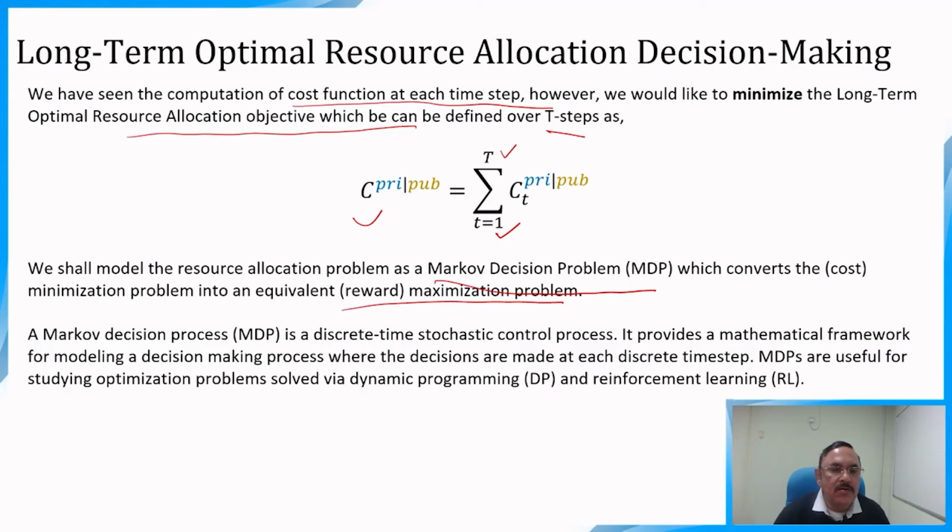maximization problem. So, Markov decision process is a discrete stochastic control process. It provides a mathematical framework for modeling a decision making process where the decisions are made at each discrete time step. MDPs are useful for studying optimization problems solved via dynamic programming and reinforcement learning.